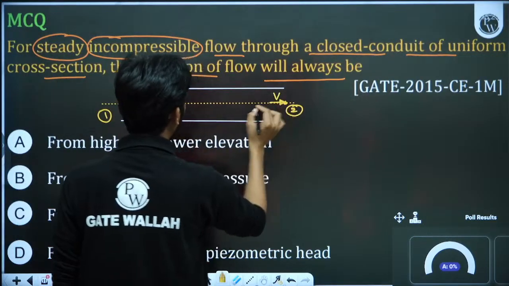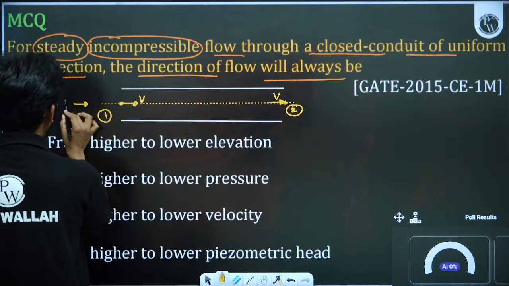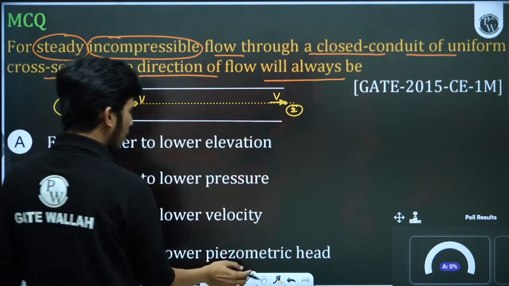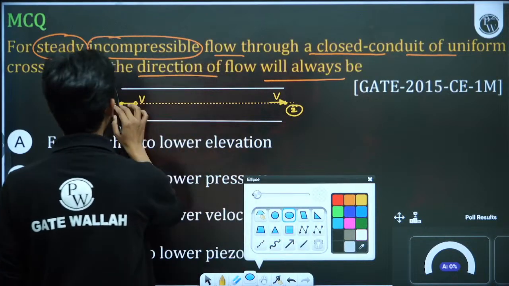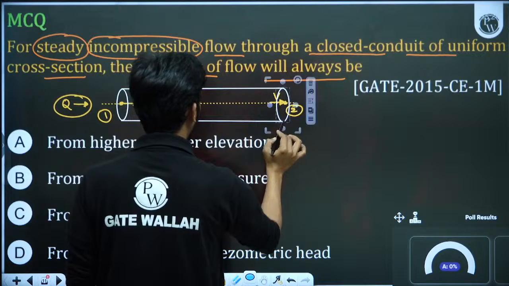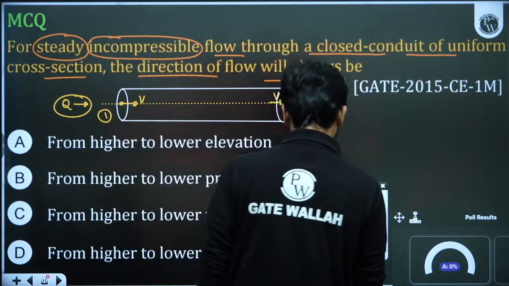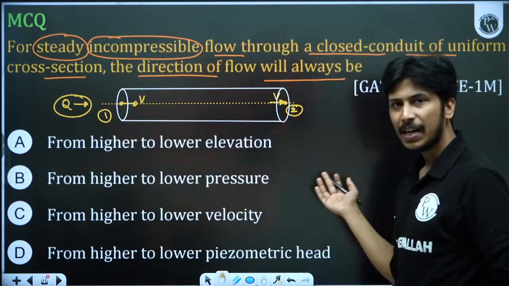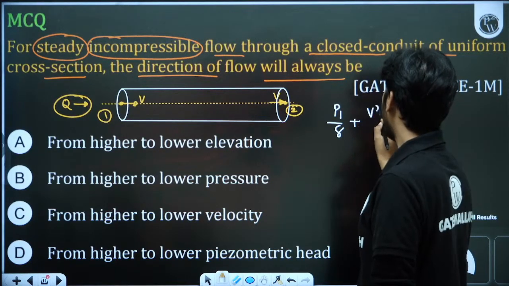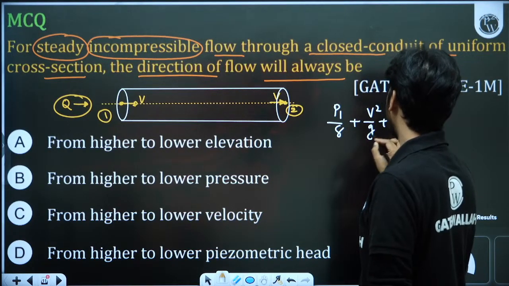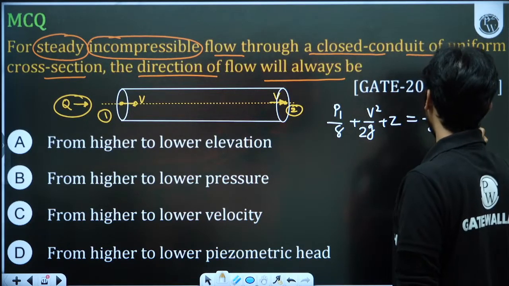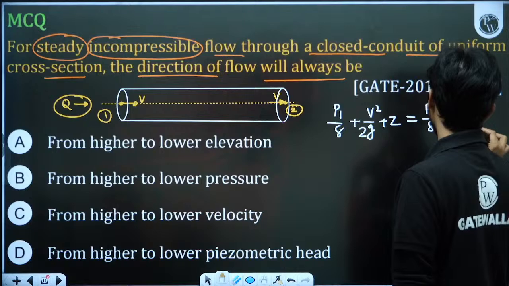Why? Because constant cross section means discharge is coming Q. Constant cross section means velocity will not change. Cross section is not changing, and conduit is closed. So velocity head is same. Pressure head is same. So if you write down the equation between 1 and 2: P1 by gamma plus V square by 2G plus Z is equal to P2 by gamma plus V square by 2G plus Z plus head loss.